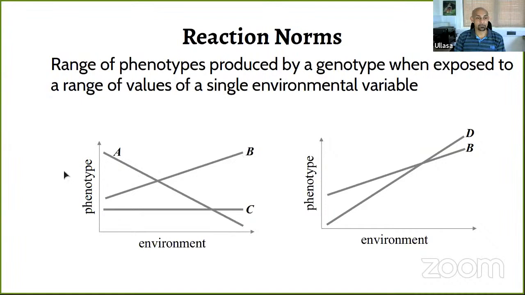On the other hand, if you take genotype C, you see that the phenotype is constant. The phenotypic value does not change for all values of the environmental variable. So we say that C is not plastic. Or you can say that it's robust to the environment. Here, you have two genotypes, B and D. B is the same as what you see here. If you compare D and B, you see that D has a steeper slope, right? So a steeper slope indicates that it has greater sensitivity towards the environment.